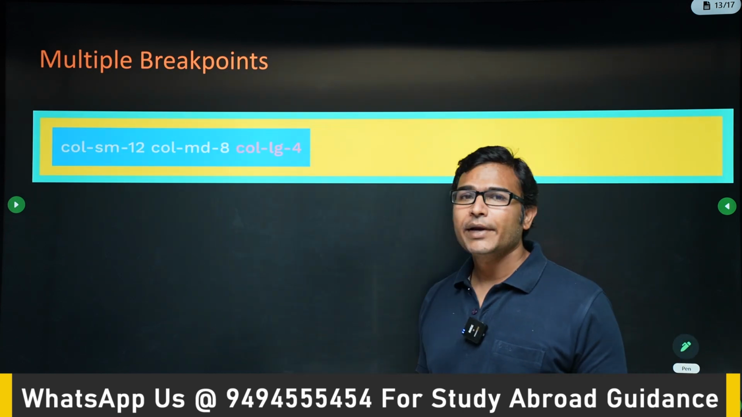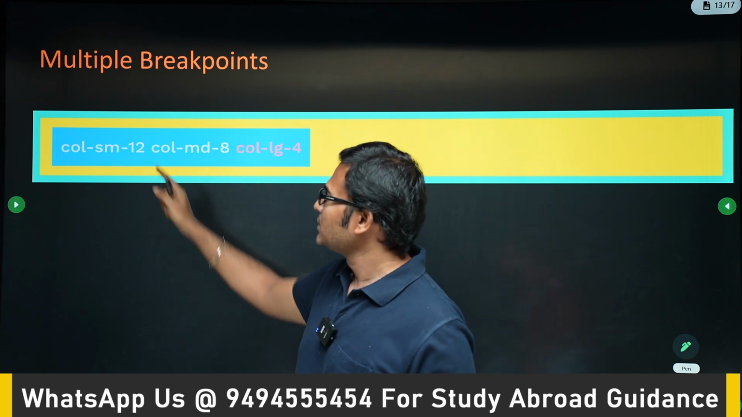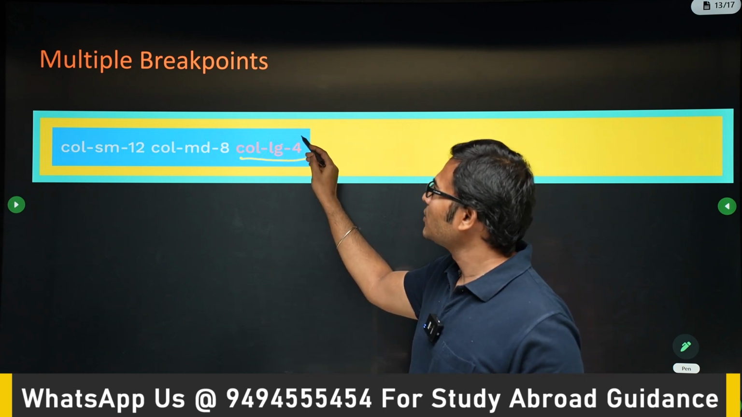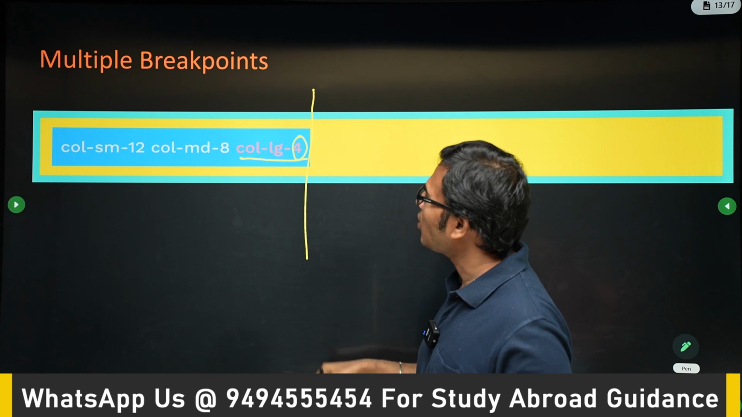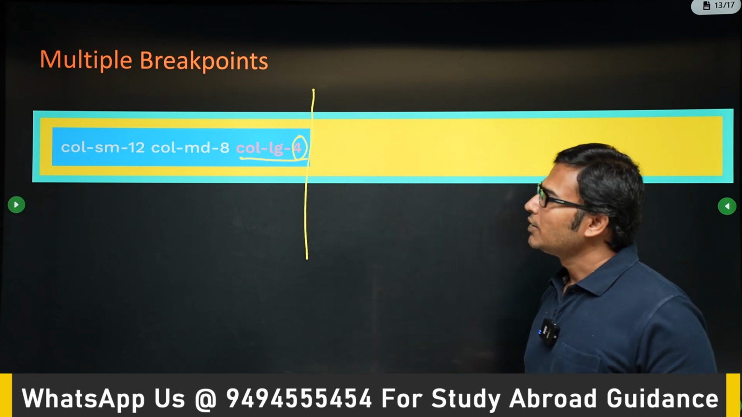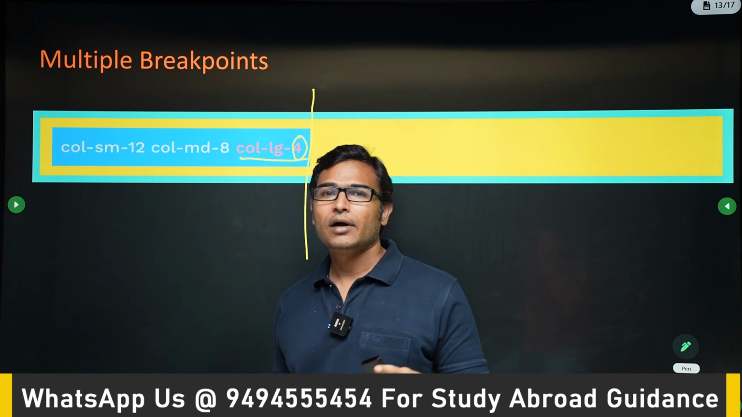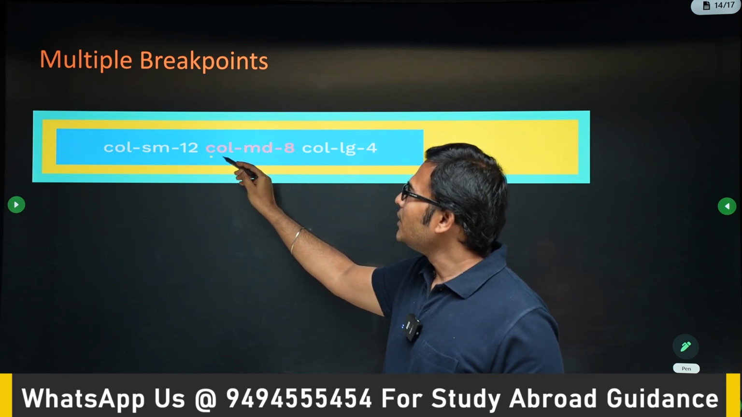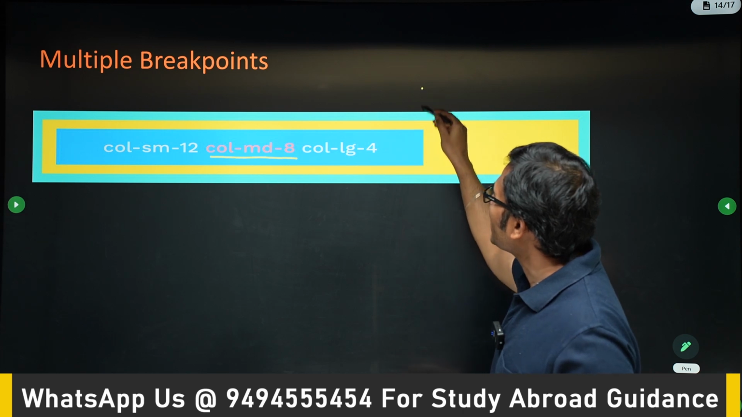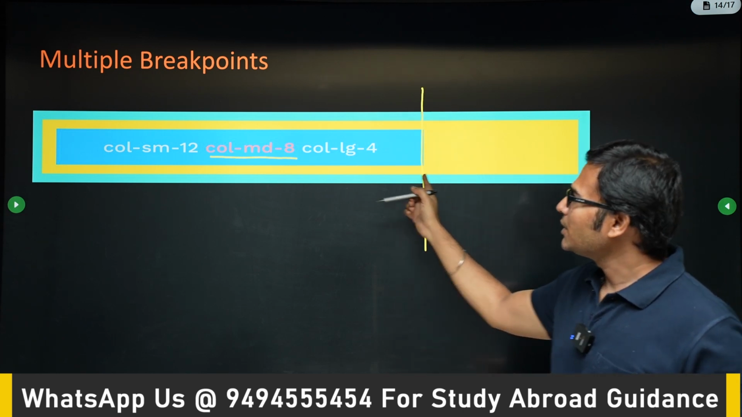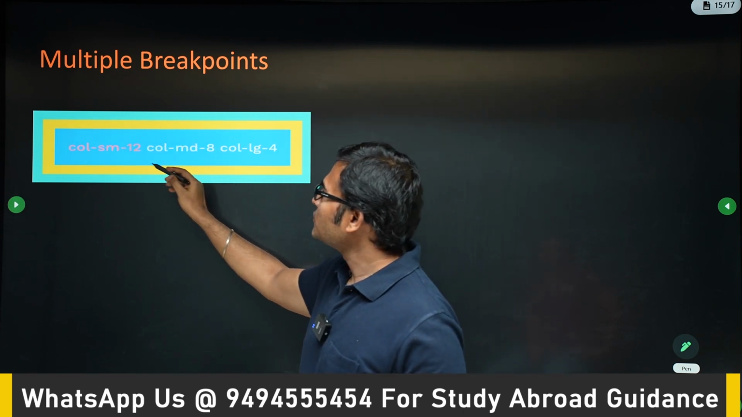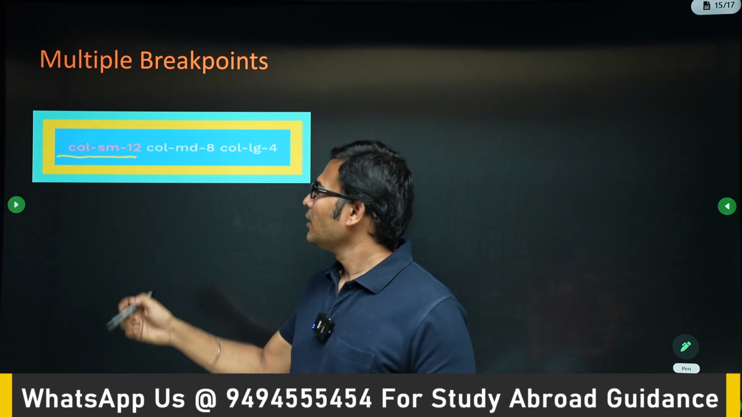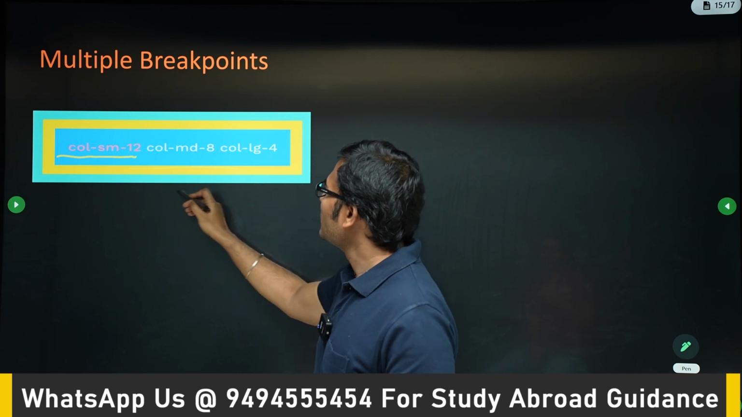You can also have multiple breakpoints. For example, if you write like this, the meaning of it is, on a large device, you are going to take 4 columns. That is why this is taking 4 columns. This is a large device. Okay, you are having all these 3 classes on the element. And then what is the meaning of it? This says that on a medium sized device, you are going to take 8 columns. So that is why it has taken 8 columns. And what is the meaning of this one? On a small device, you have to take 12 columns. 12 columns means 100%. That is why on a small device, the element has taken the entire width.